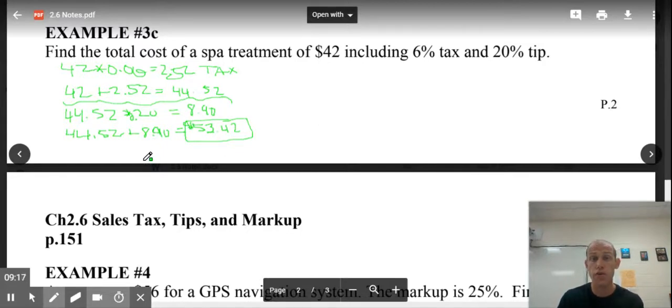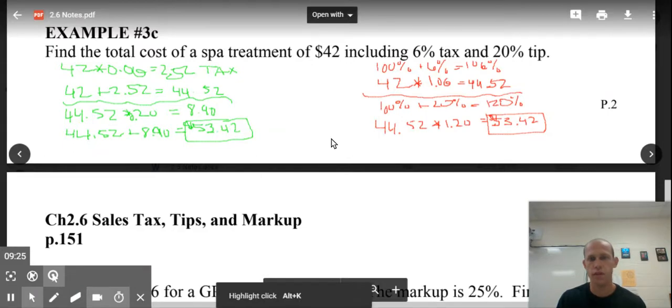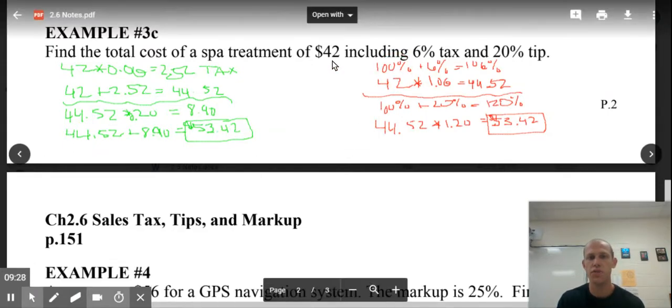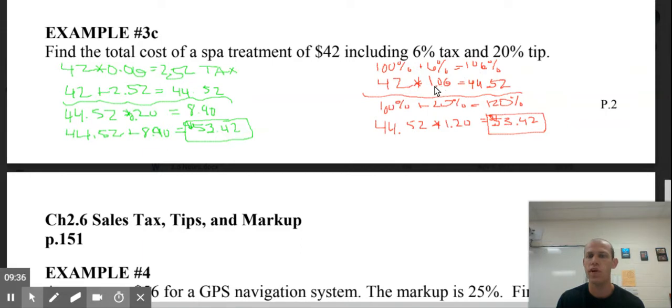I want to show you the other way in red just because this is one of those tricky examples again. So I'm going to pause the video and put up all the work. We have 100%, which is our 42. We have 6% tax, and that combines to be 106%. 42 times 106% as a number will give you that, which we saw over here as well. That becomes our new 100% right here. And we add that to 20, which gives us 120%. So that new 100% times 120% as a number will give us 53.42, just like the other one.